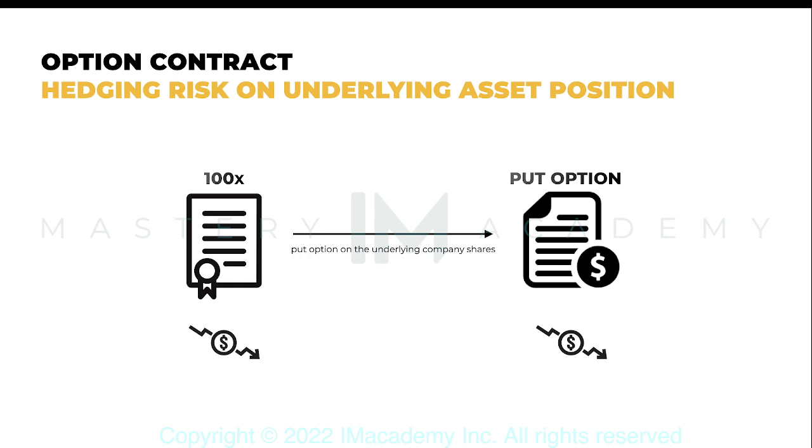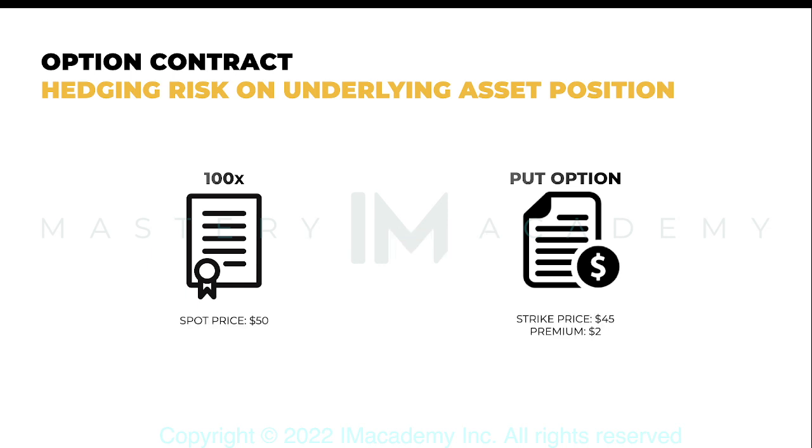Let's have a look at this quick example. Say that shares of company X are currently trading at $50 and we are purchasing a put option because we are afraid that the price is going to fall. The put option has a strike price of 45 and a premium of $2. So again, the spot price of the shares you are holding is $50. The put option we're purchasing has a $45 strike. And the premium you need to pay for purchasing the put option is $2 per share.